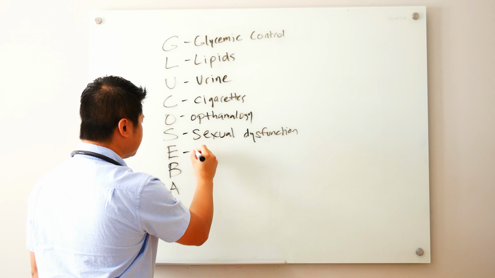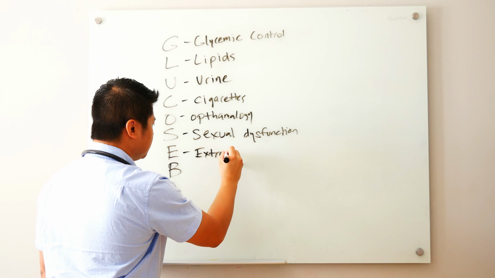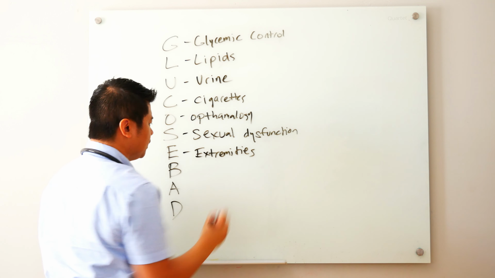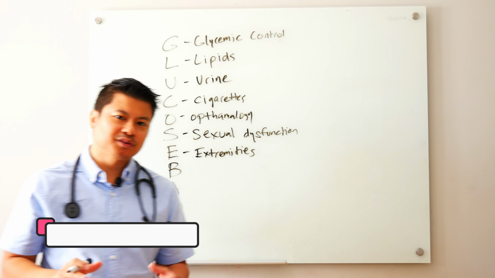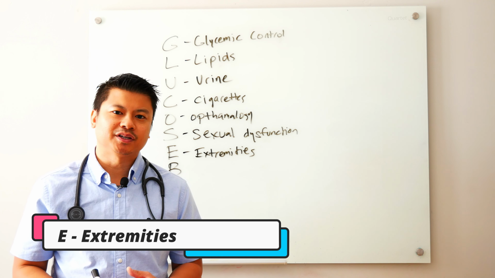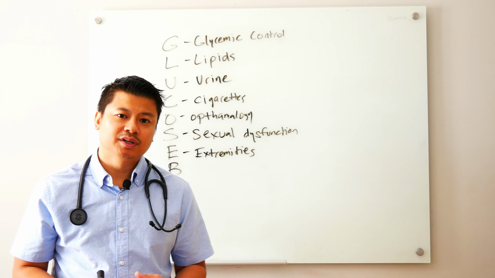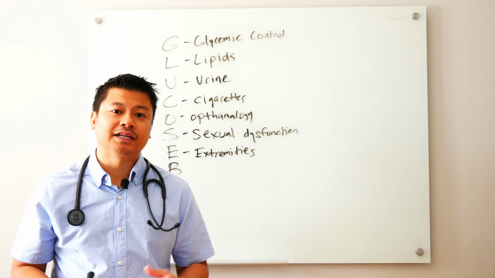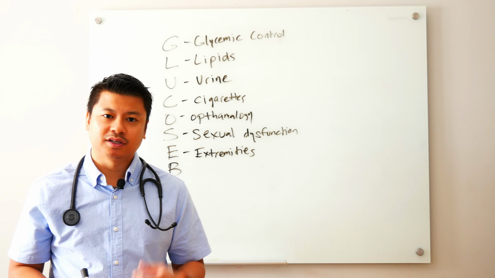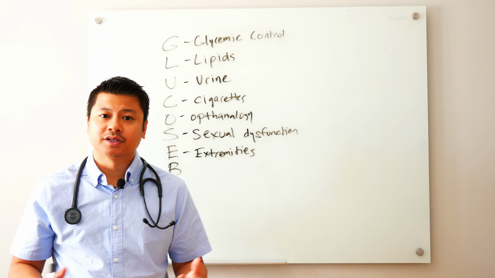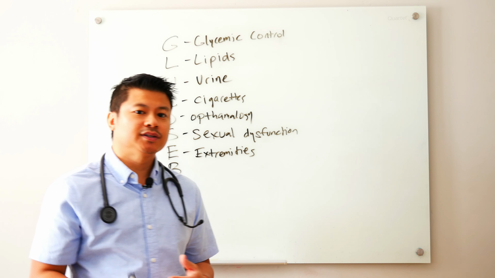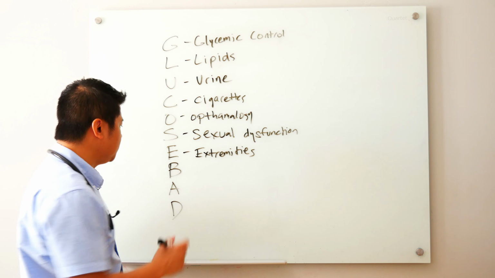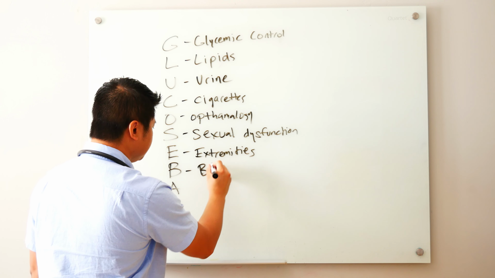And then E is extremities. So extremities is also important too. You want to make sure that you're looking at your patient's feet, make sure that there's no ulcers. You want to give them appropriate education regarding keeping their feet clean, just good hygiene, because you want to avoid any infections, again, ulcers. Also, monofilament testing is something we have to do. So that's what E stands for, extremities. B is blood pressure.